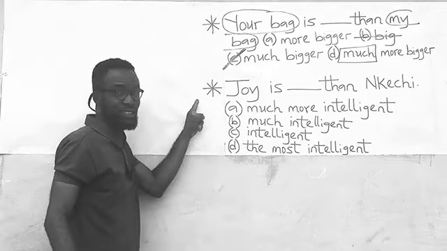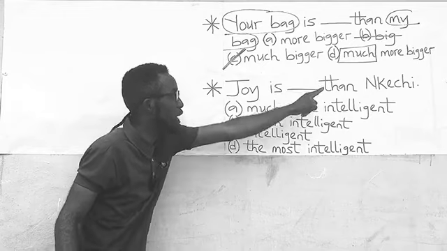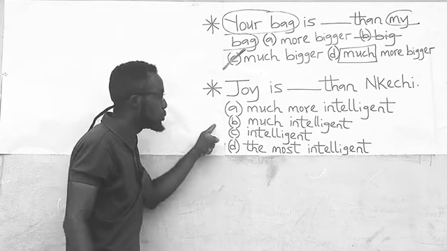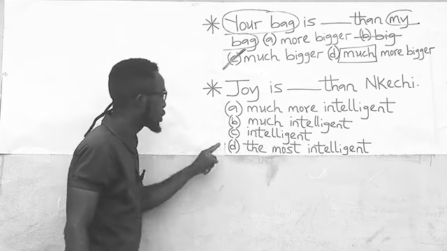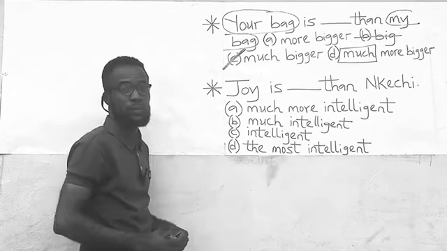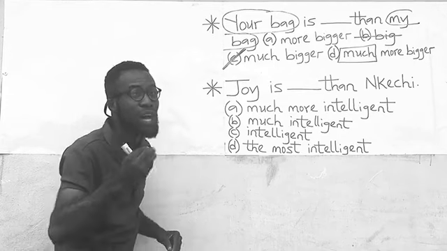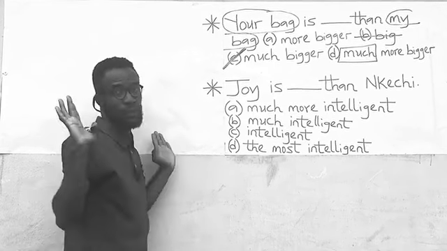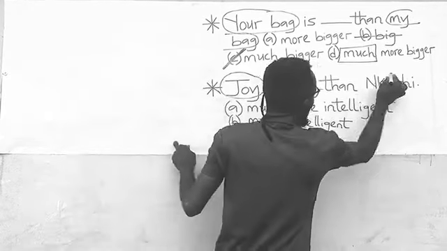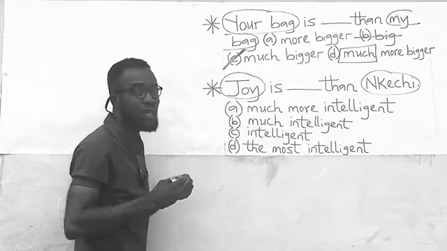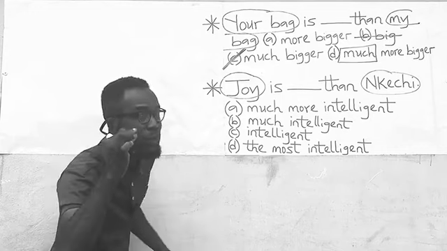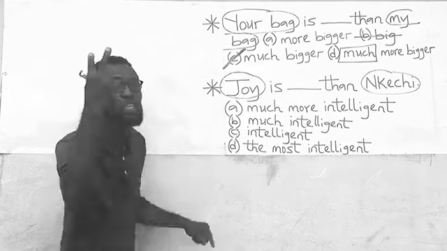The second question, it reads, Joy is dash than Nkechi. Option A, much more intelligent. Option B, much intelligent. Option C, intelligent. And option D, the most intelligent. If you look at this question, you will find out that two persons are compared. And the two persons are Joy and Nkechi. They are compared in terms of intelligence. In other words, the number of persons compared in this question is 2.